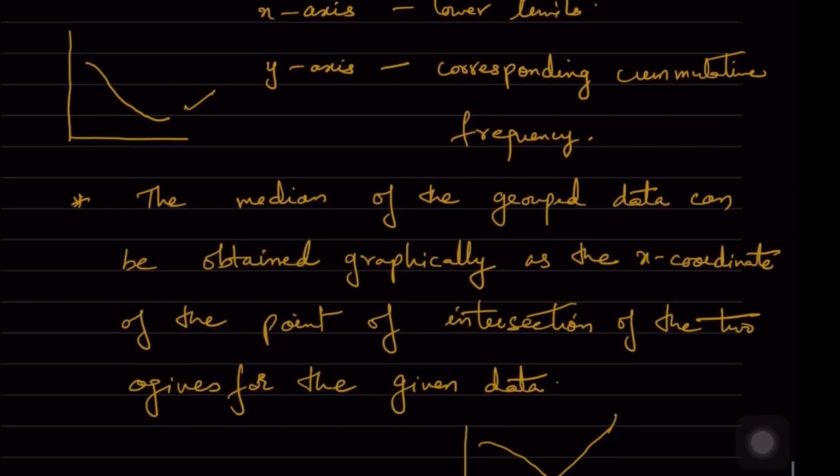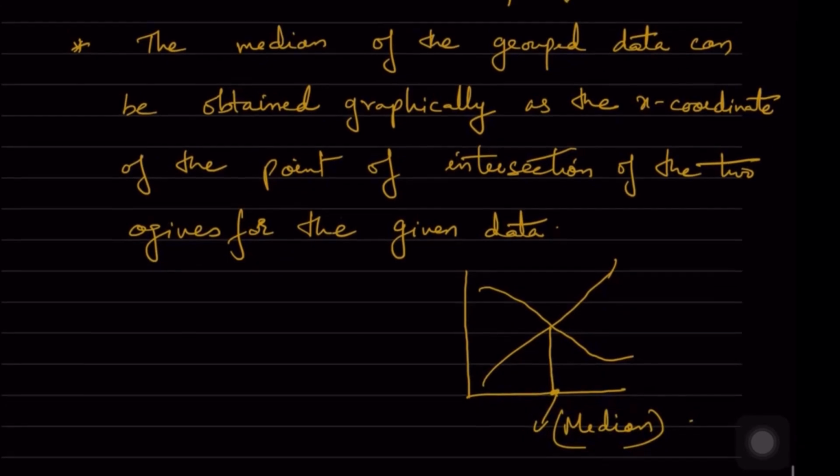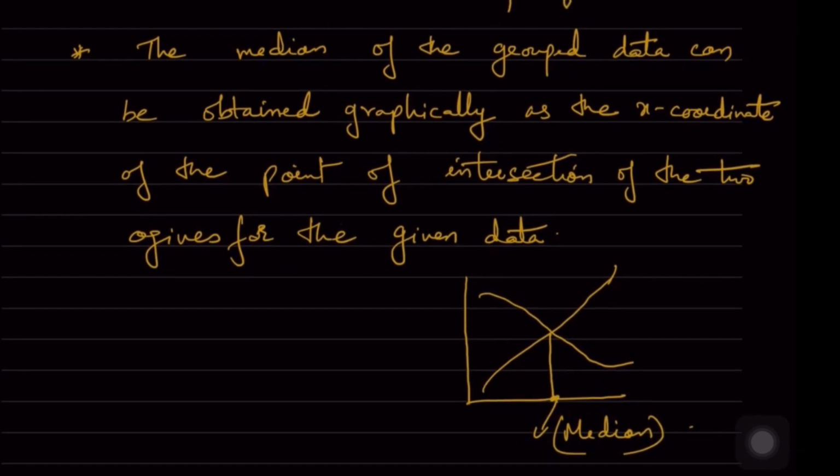Now the median of grouped data can also be obtained graphically as the x-coordinate of the point of intersection of the two ogives of the given data. You can draw both the ogives on the same graph, taking values on the x-axis and y-axis accordingly, upper limits for one and lower limits for the other. You draw the graph accordingly, and wherever the point of intersection is, if you draw a line towards the x-axis, wherever it meets, that point is known as the median. So this is the way you can also find the median graphically.